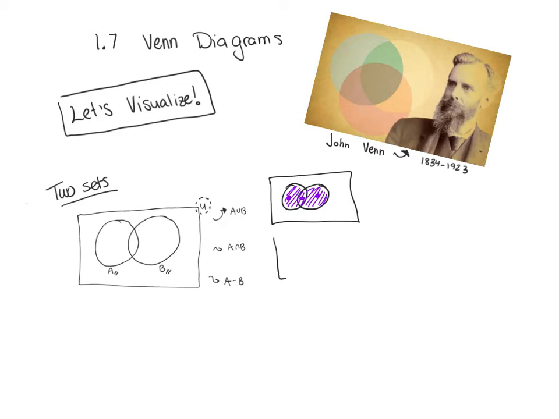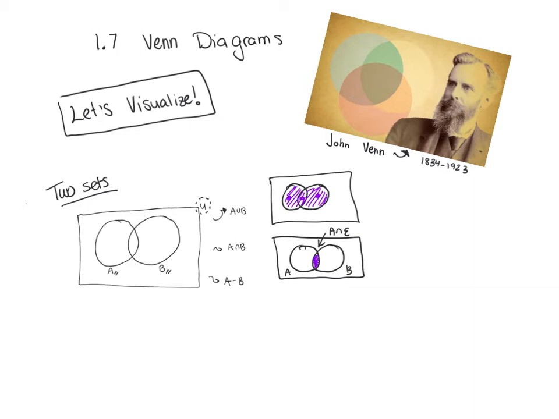For the intersection, I'm going to again redraw my Venn diagram here. The intersection is just the stuff that's in the overlap between A and B. So that's going to be the intersection of A and B.